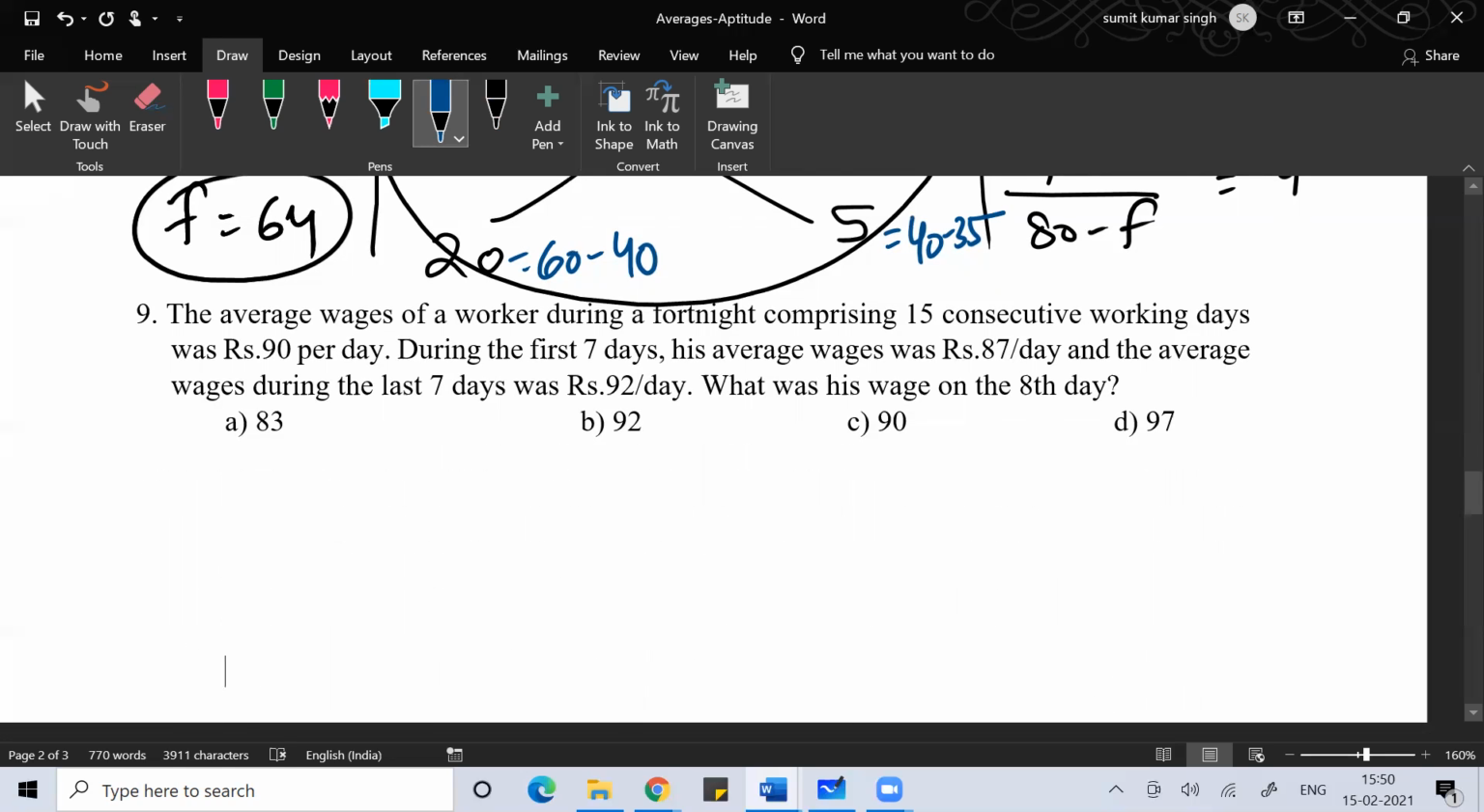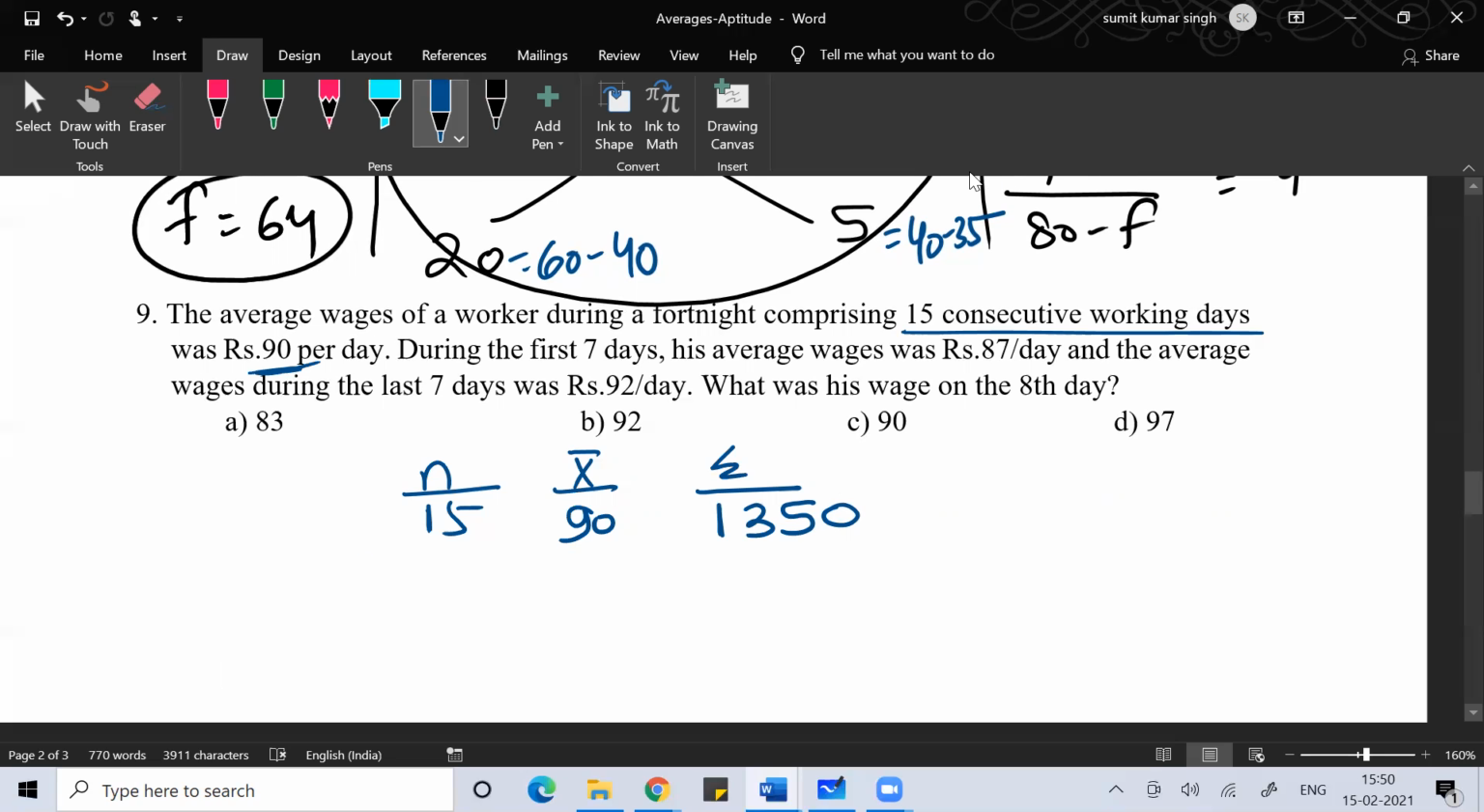You can see question number 9. The average wage of a worker during a fortnight comprising 15 working days is 90 rupees per day. In case you don't know, a fortnight is 14 days. So the average of 15 days is 90, and you can find the total. The total will be 1350. 15 nines is 135.